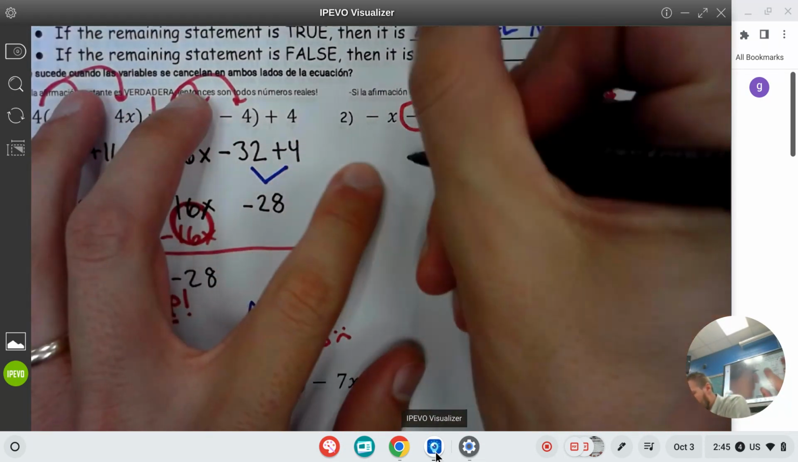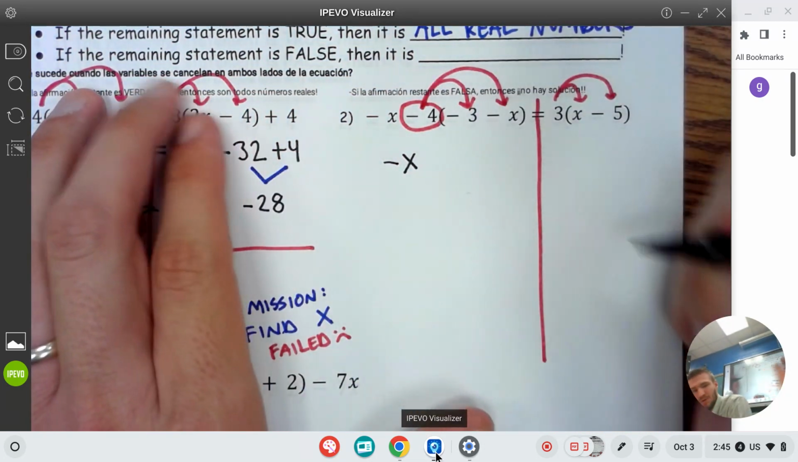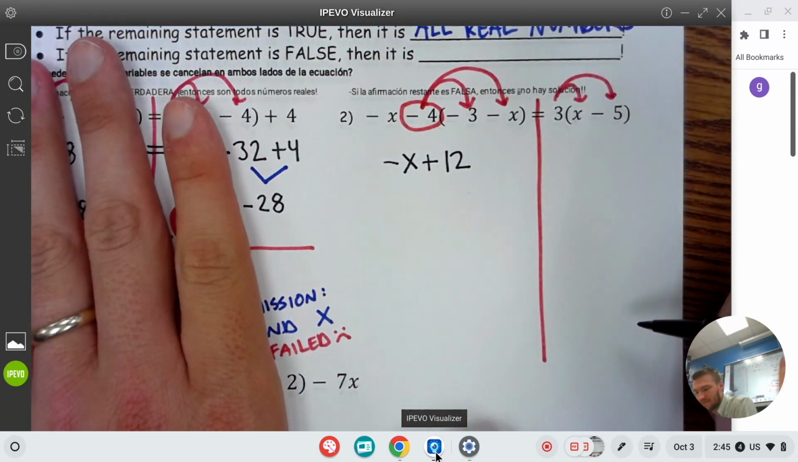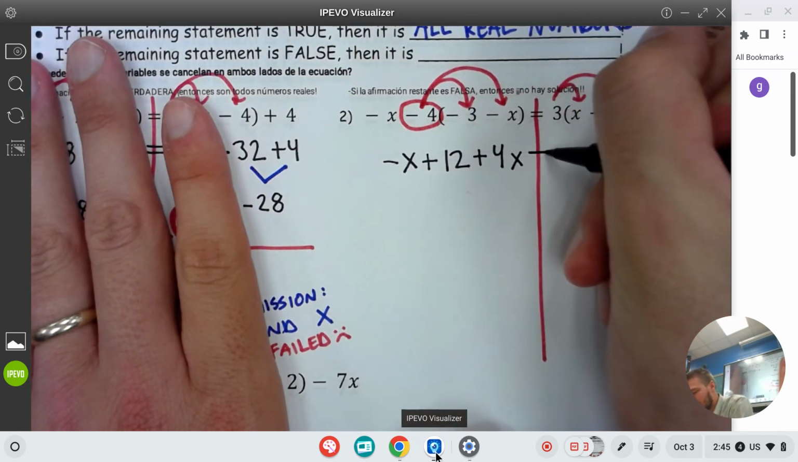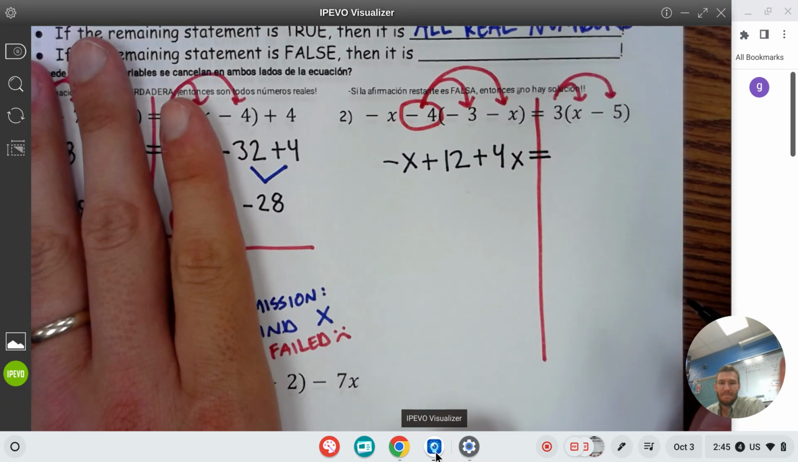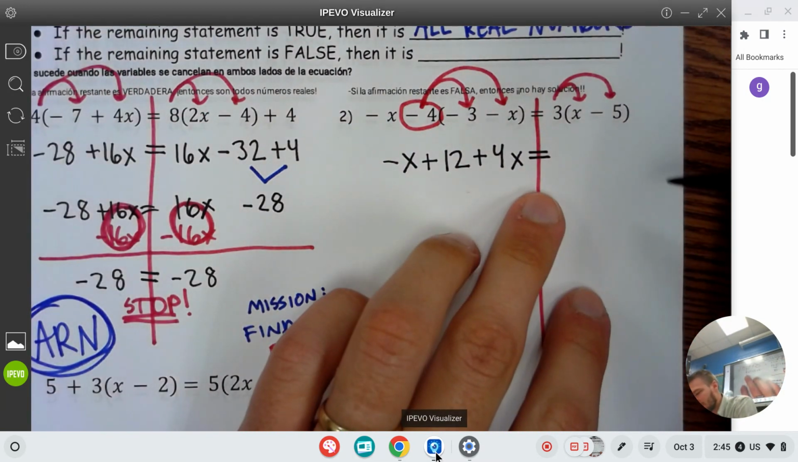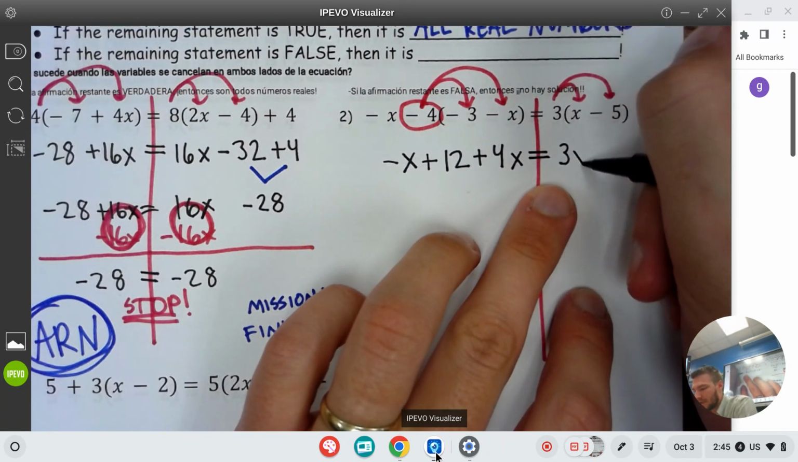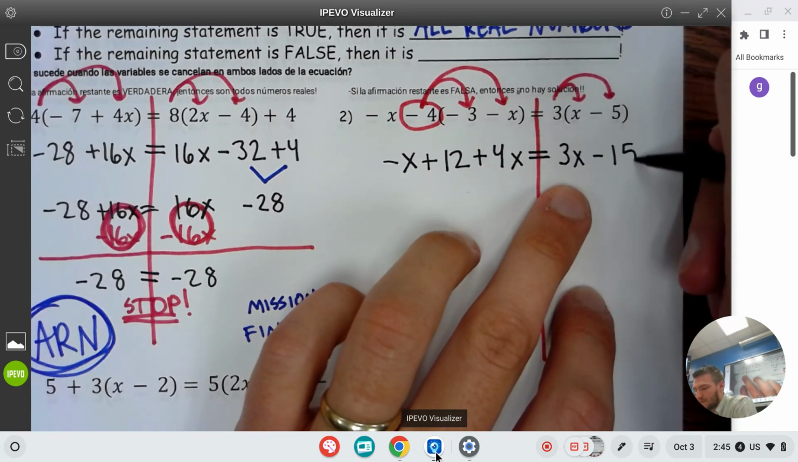let's make sure we get what we got. Negative x, distribute the negative 4 using multiplication. Positive 12. What's negative 4 times negative x? Positive 4x. And you guys help me out with the right side. I've done a lot of work so far. 3 times. There you go. So it's 3x. Yep, 3x. Then minus 15.